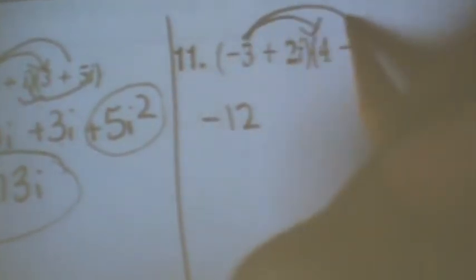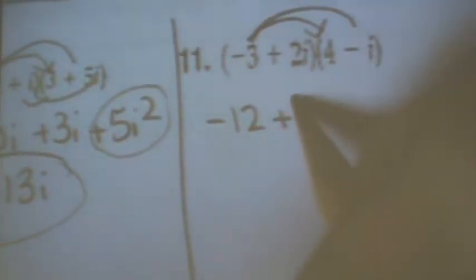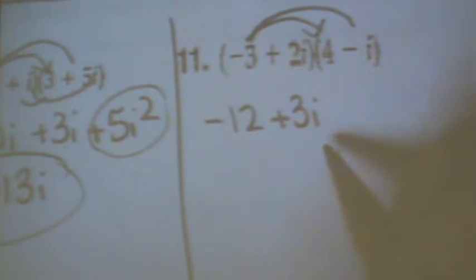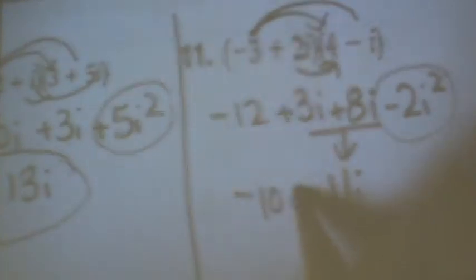Number 11. Again, you're foiling. Negative 3 times 4 is negative 12. Negative 3 times negative i is positive 3i. 2i times 4 is 8i. And then minus 2i squared. These two add up to be 11i. This is plus 2. Combining it with that, negative 10.